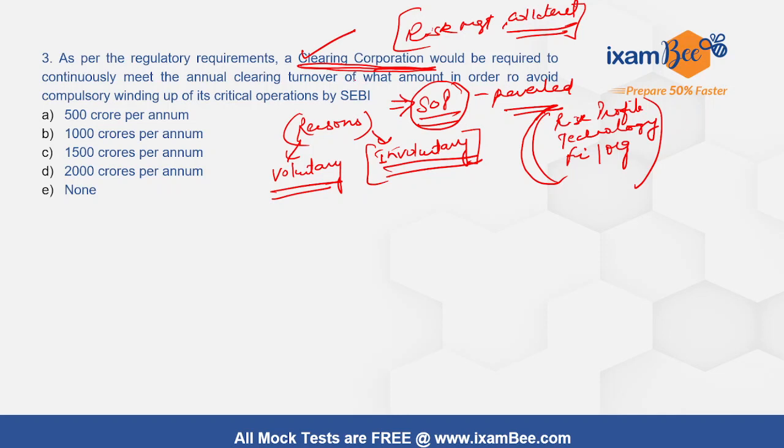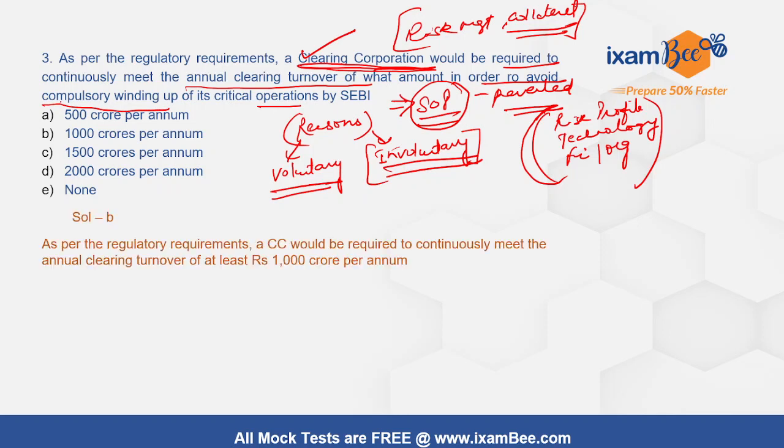For this there is one more condition, that they are required to continuously meet an annual clearing turnover of what amount in order to avoid compulsory winding up of their critical operations, right? So the answer is 1000 crore per annum. They need to maintain this annual clearing turnover, right?